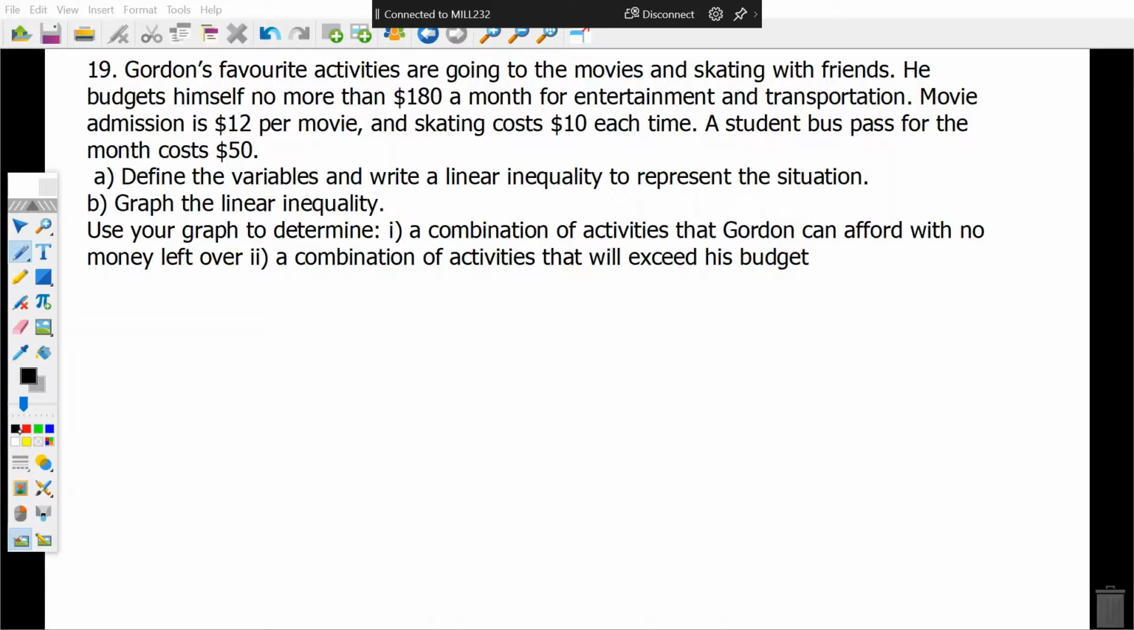Question A, or step A, asks us to define the variables and write a linear inequality to represent this situation. Let's do A first. So we have to define the variables. We will call X movies, because it's $12 per movie, and Y will be skating.